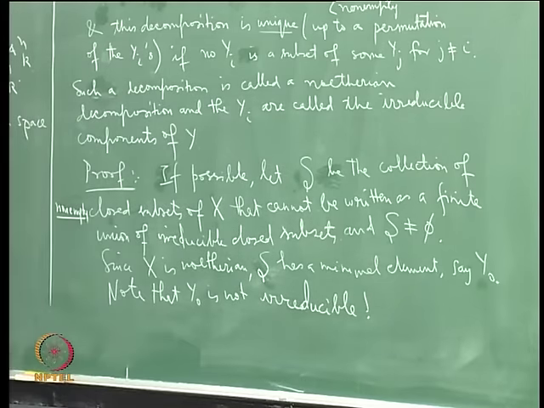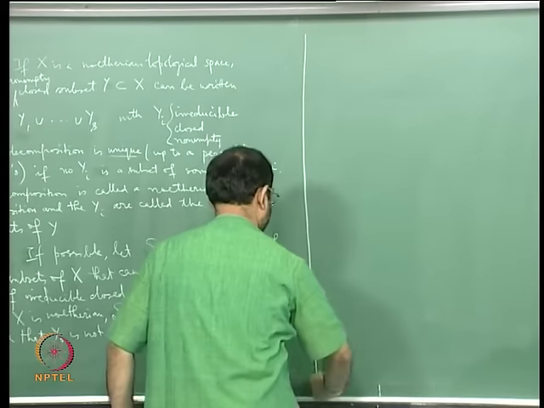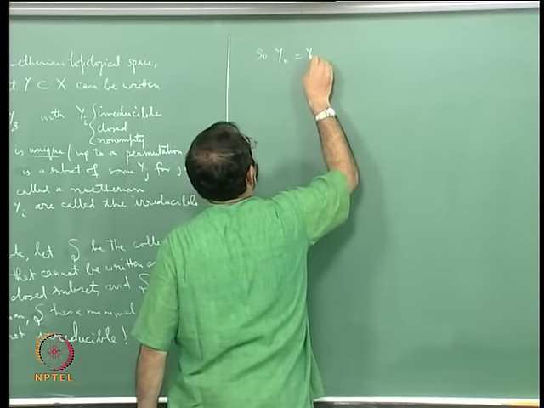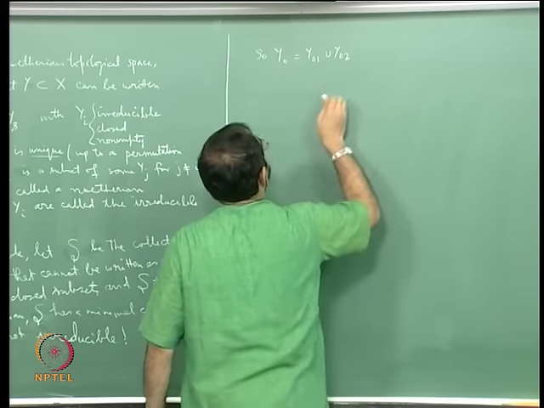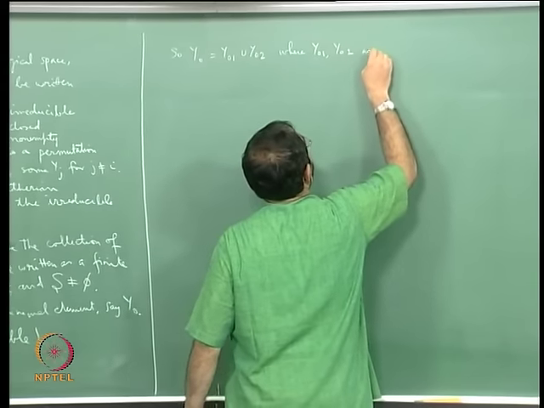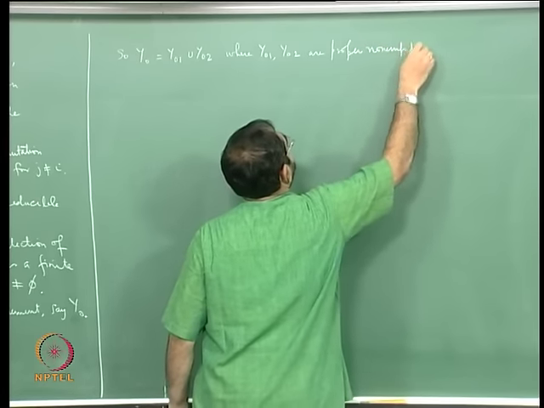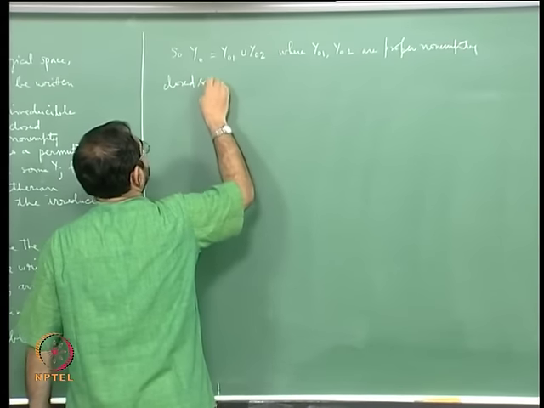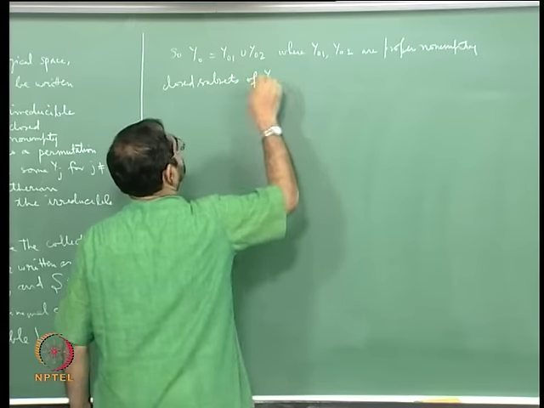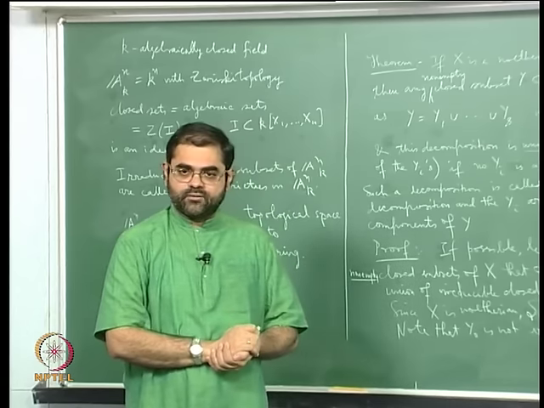Now, but then what does it mean? Y naught can be broken down as a union of two proper non-empty closed subsets. So let me continue here. Y naught is equal to Y01 union Y02, where Y01, Y02 are proper non-empty closed subsets of Y naught. Y naught is not irreducible, so it is reducible, so it can be broken down as a union of two proper non-empty closed subsets.